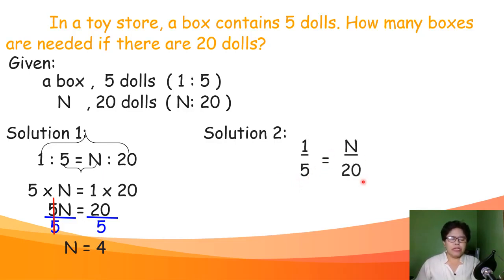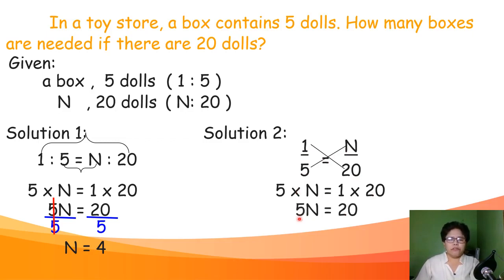Now, kapag naka-fraction form siya, cross multiplication ang gagawin natin, di ba? So, cross multiply natin to. Ito rin dalawa na to. So, once nag-cross multiply ka na, okay, yan, babalik lang din tayo sa parehong equation. So, you have 5 times n is equal to 1 times 20 or 20 times 1.